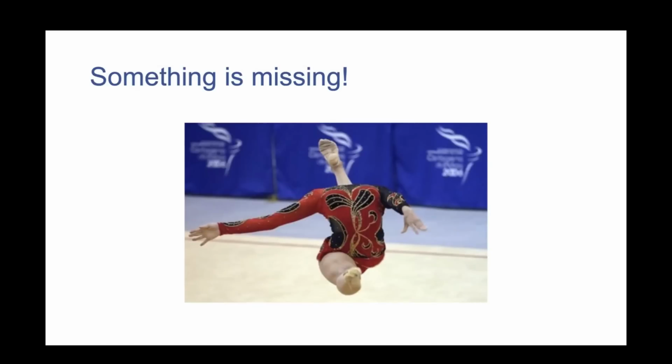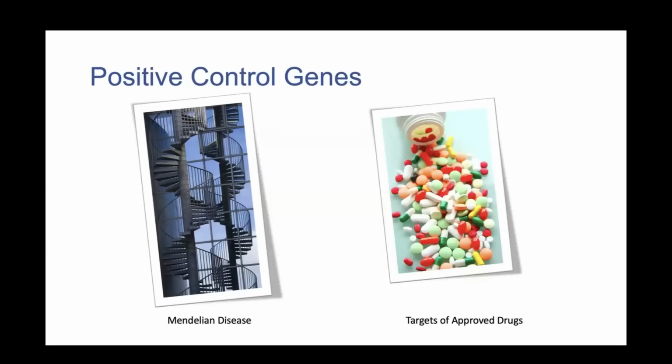The thing that was missing was the positive control genes. So when taking a first bite out of something, I always try to be small and try to be as clear as possible. We wanted to really focus on Mendelian disease and targets of approved drugs, but then that leads to millions of other questions, which I'm going to go over in a second.